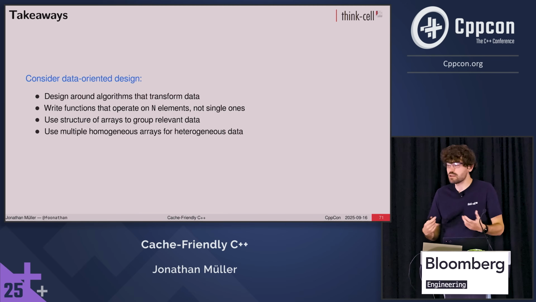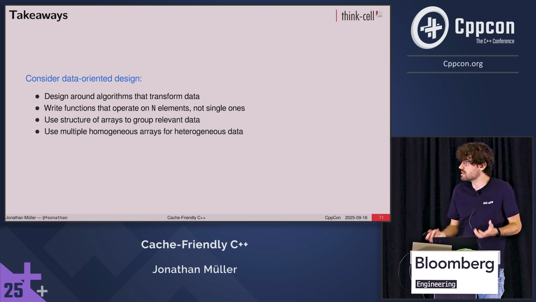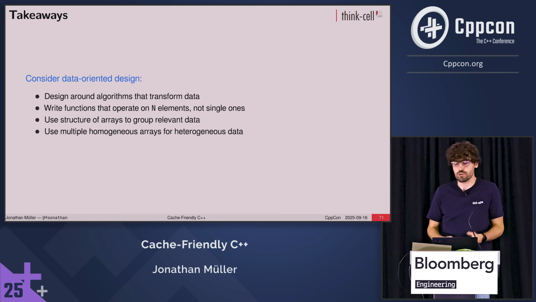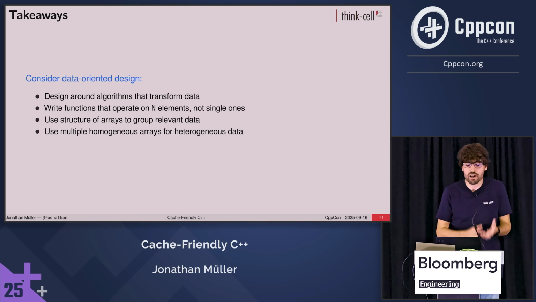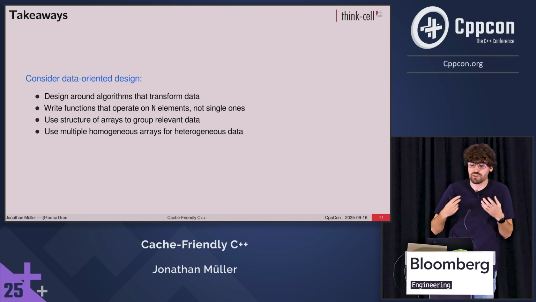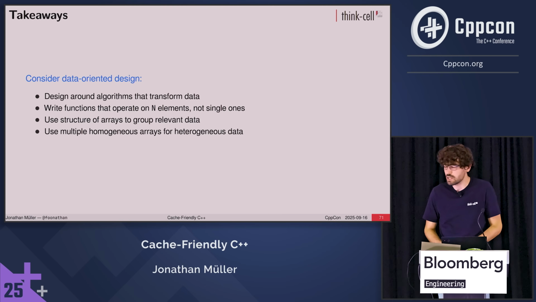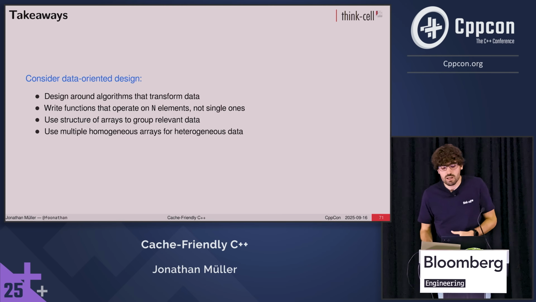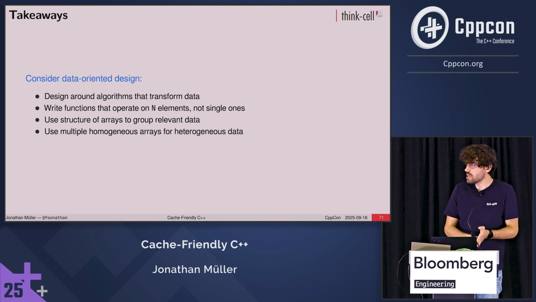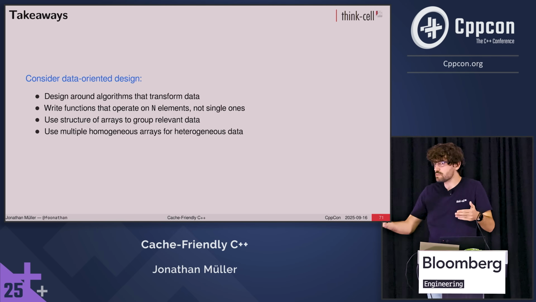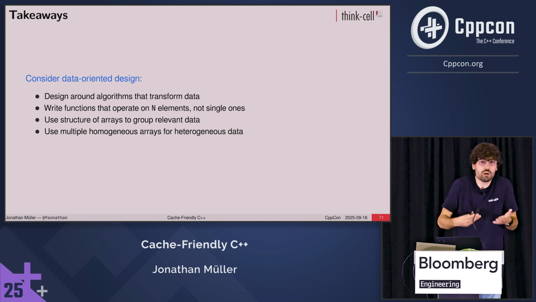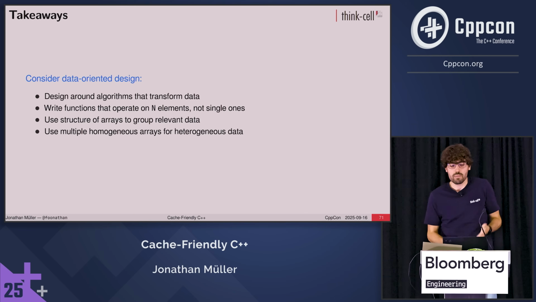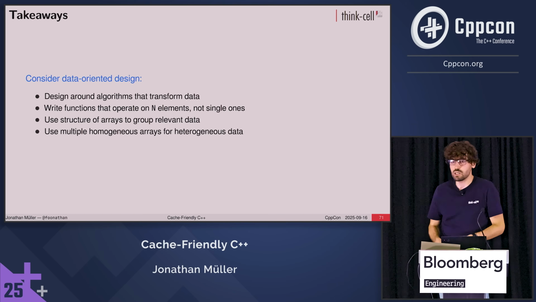And in a nutshell, this is the idea behind data-oriented design. You design an algorithm that transforms data. You start with the algorithm and you think about the data it needs. And you should also write functions that operate on n elements, not single ones. Don't write a function that returns you the area of one shape. Write a function that takes all the shapes and gives you the total area, because you have more than one shape. And it doesn't really make sense to split it up into individual objects.